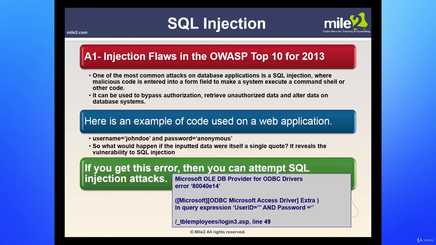An example here of the code used in a web application would be something like username equals John Doe and the password equals anonymous. So what would happen if we inputted a single quote as the data itself? I mentioned this before, right? We can tell that it's vulnerable to SQL injection, especially if it gets this error message: Microsoft OLE DB Provider for ODBC Drivers, error 80040E14. This could indicate that we have a server that is vulnerable to SQL injection attacks.